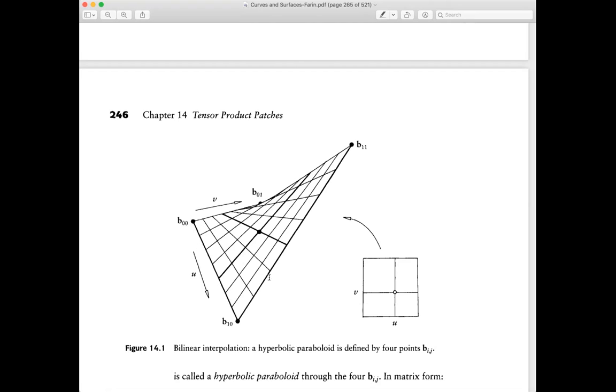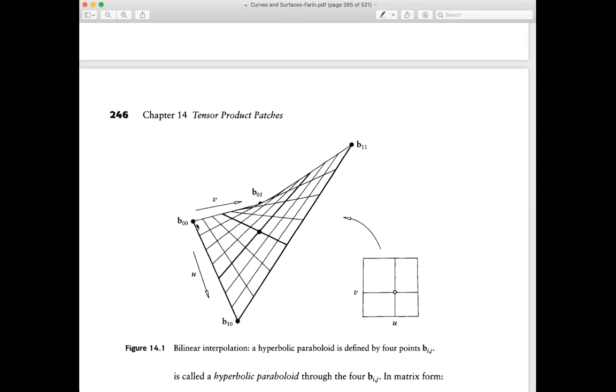But if you have 1, 2, 3, 4, this will represent the corner of the surface. And the surface can be defined as B00, B10, B01, and B11. For a curve, you define it as B0, B1, B2, B3, right? But for the bilinear interpolation, linear means one, so the highest degree of this surface is one. What I'm trying to say is that it's just very simple.